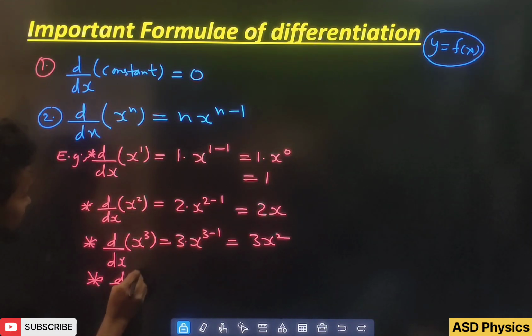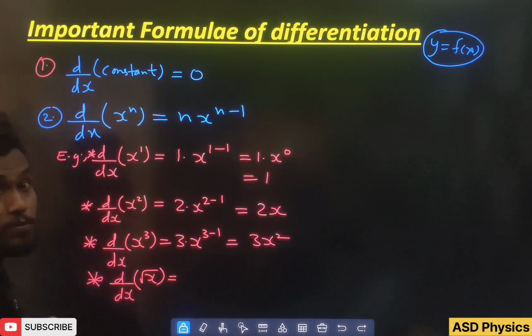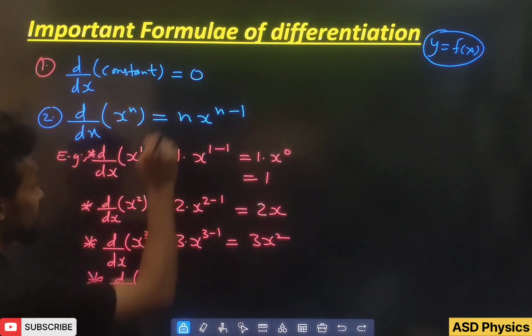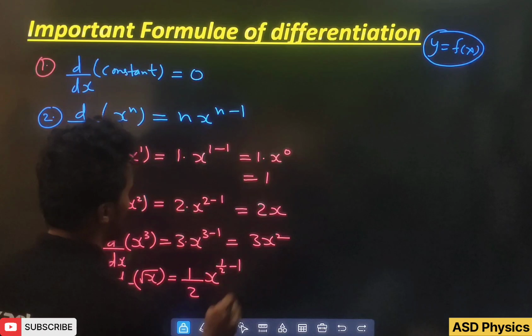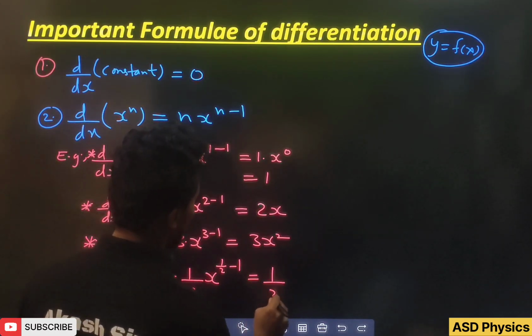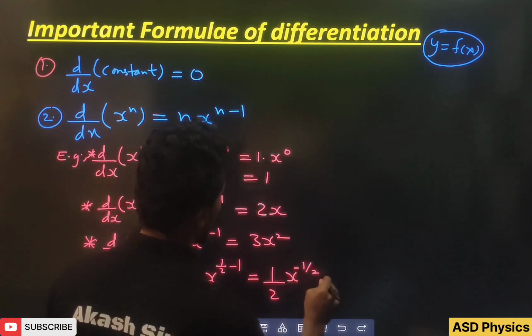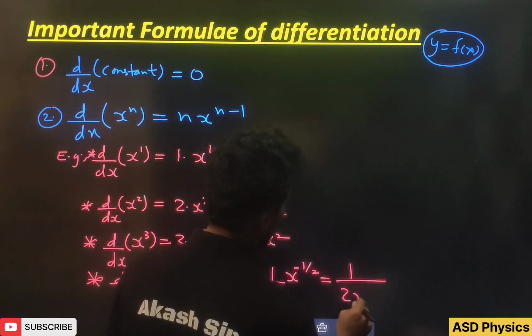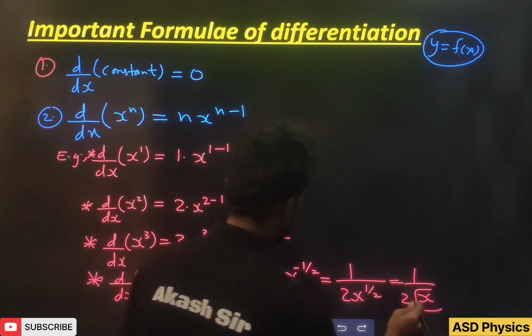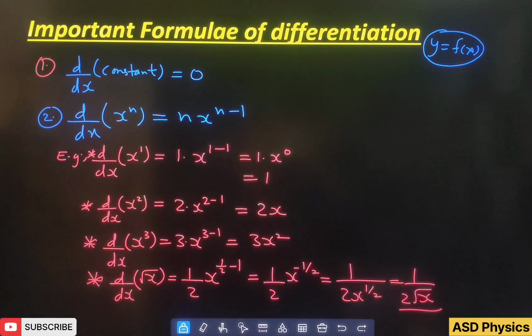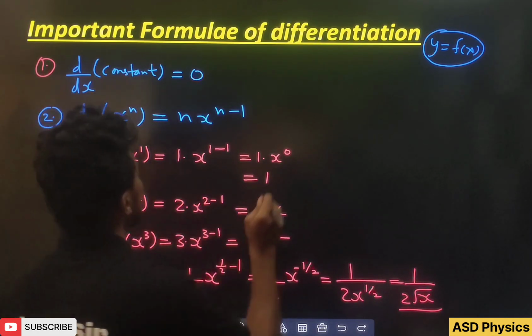If in case it is given d by dx of root x. What is this? Root x. Root x means x to the power half. That means what is the n value here? Half. So 1 by 2 x to the power 1 by 2 minus 1. So we can say 1 by 2 x to the power minus 1 by 2. Or we can write here 1 by 2 x to the power 1 by 2. So what will this become here? 1 by 2 root x. Now, all these examples are very, very important. That's why we have done them here. Okay. Next one after that.